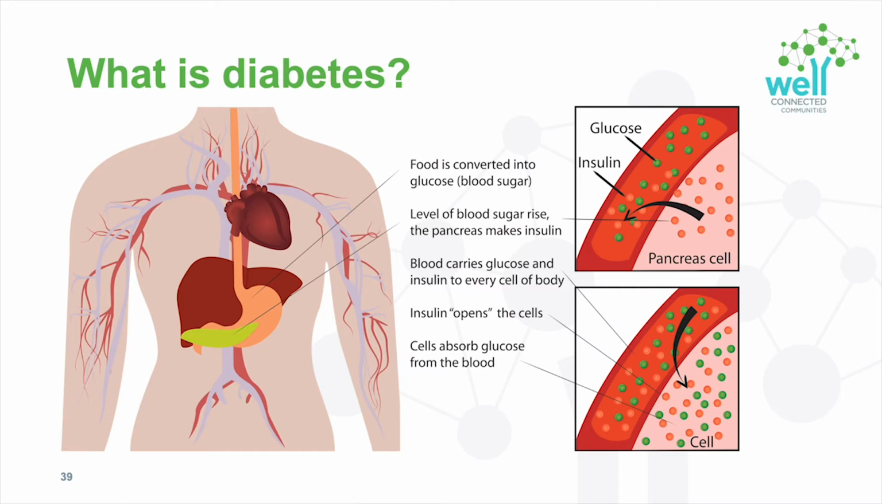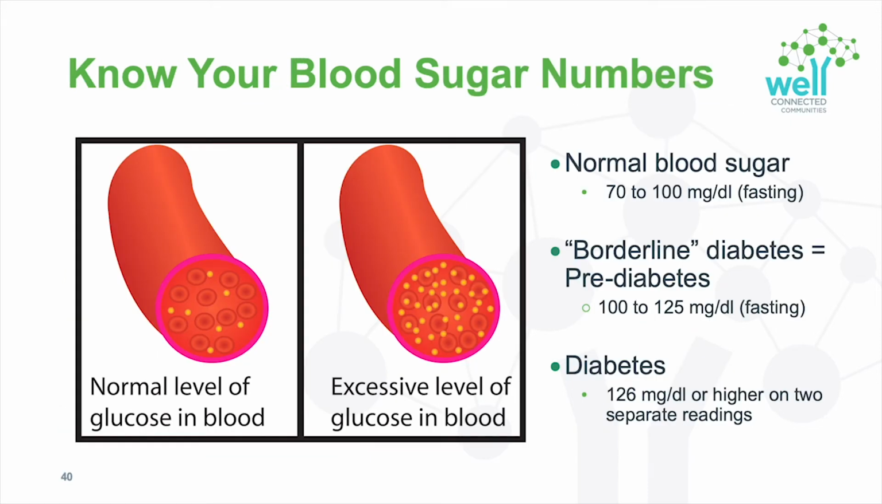Normal blood sugar levels are 70 to 100 milligrams per deciliter when a person has their fasting blood sugar checked. You may have heard the term borderline diabetic or having a touch of sugar. Both are sometimes used to refer to a person who is pre-diabetic. This person has a blood sugar level that is higher than normal but not in the diabetic range.